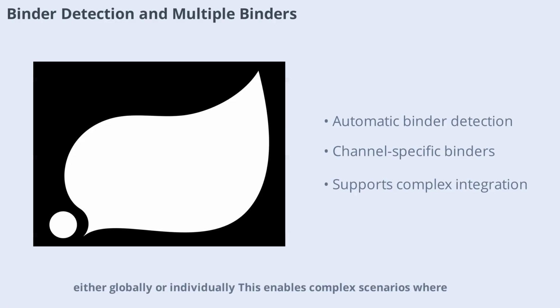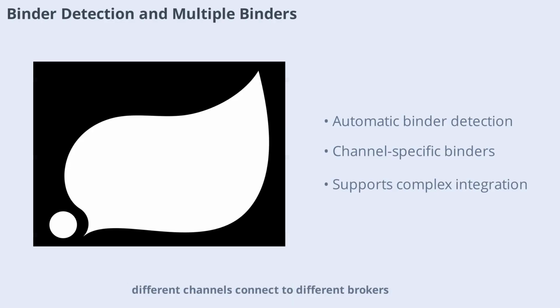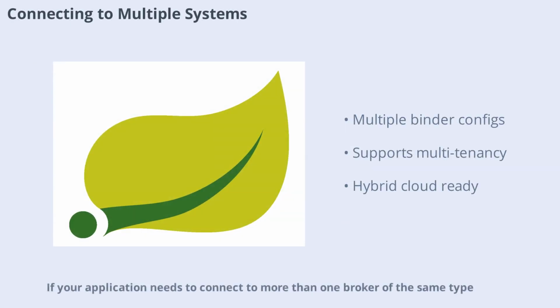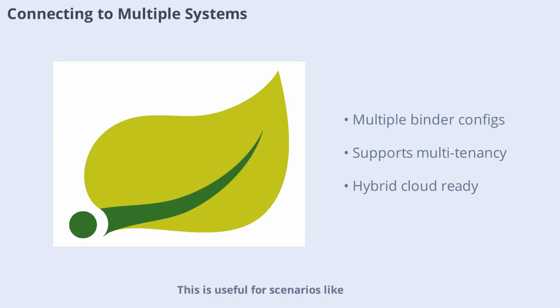This enables complex scenarios where different channels connect to different brokers, supporting advanced integration needs. If your application needs to connect to more than one broker of the same type, Spring Cloud Stream allows you to define multiple binder configurations with different environment settings. This is useful for scenarios like multi-tenant systems or hybrid cloud deployments, where different channels must connect to different broker instances.